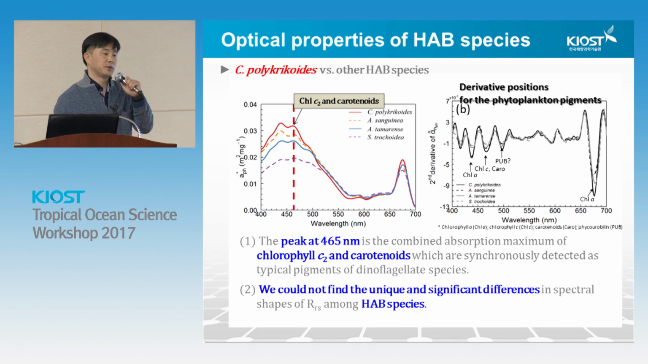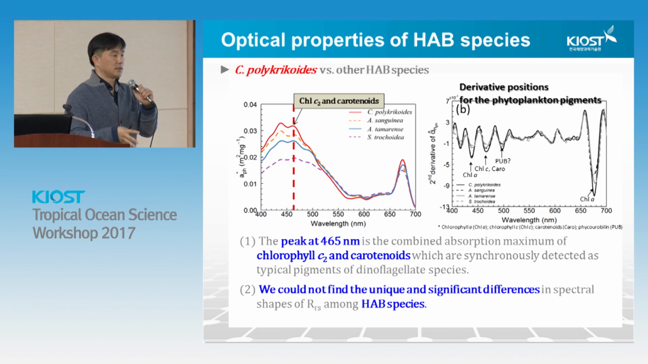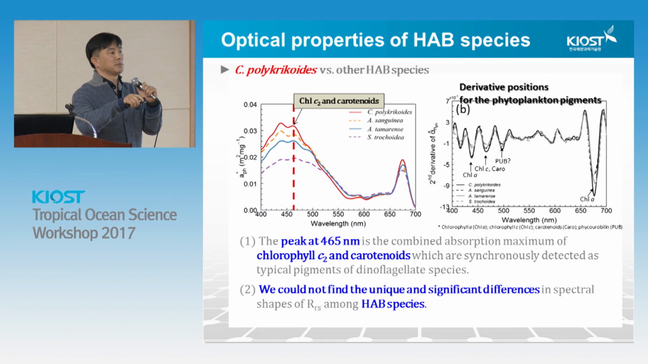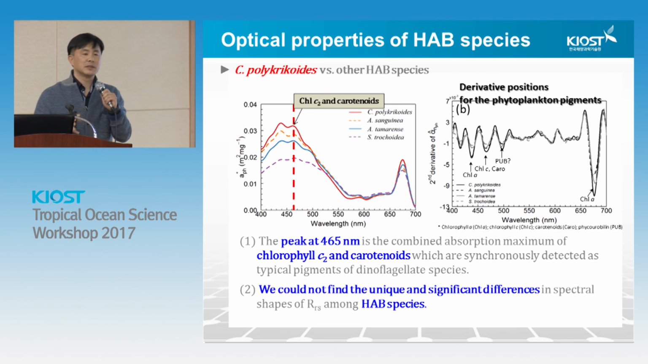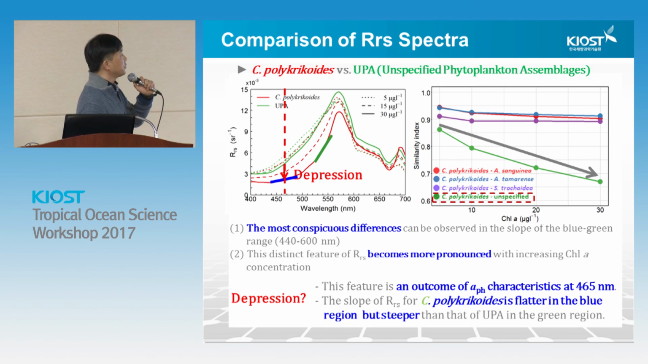First, we checked the phytoplankton absorption. In absolute value, you can see it is slightly different, but we checked these major HAB species and found that everything is very similar. It means all the dinoflagellate and HAB species have similar peaks and spectral characteristics because they have almost similar pigments. So it is difficult to discriminate them. But we found a difference between the HAB species and the non-HAB case.